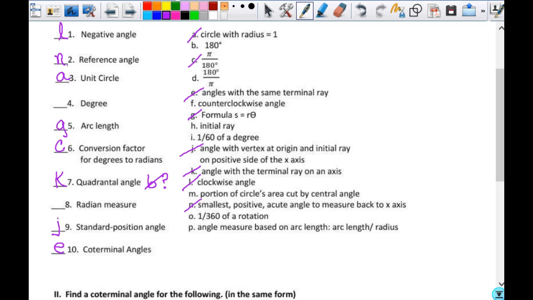It's still going to matter. 1/360th of a rotation, that would be a degree. This is O. And then angle measure based on arc length. So arc divided by radius, that is how you get a radian. So that is P.